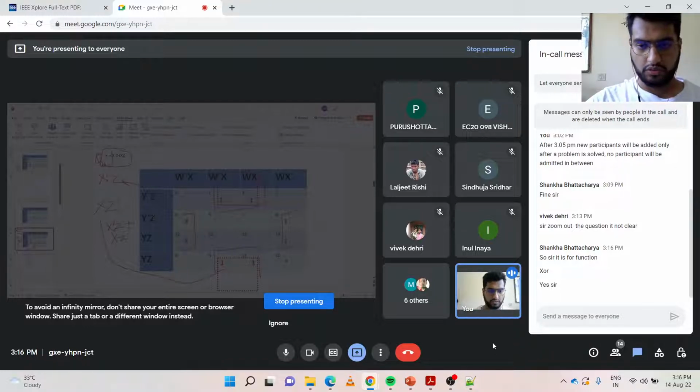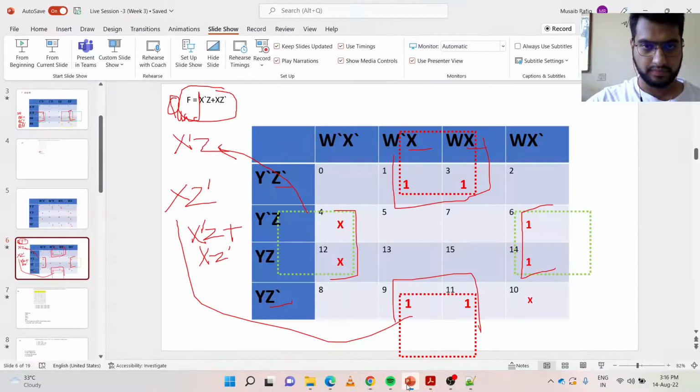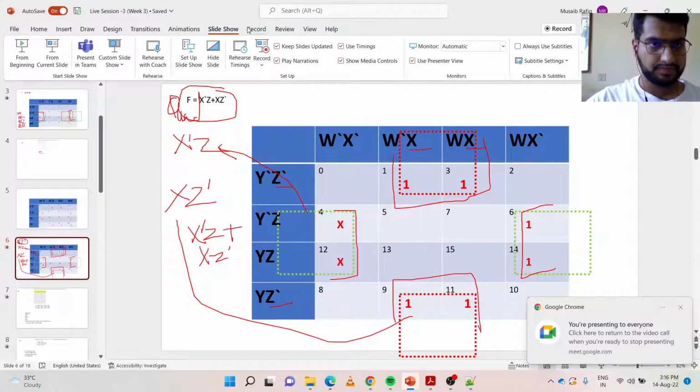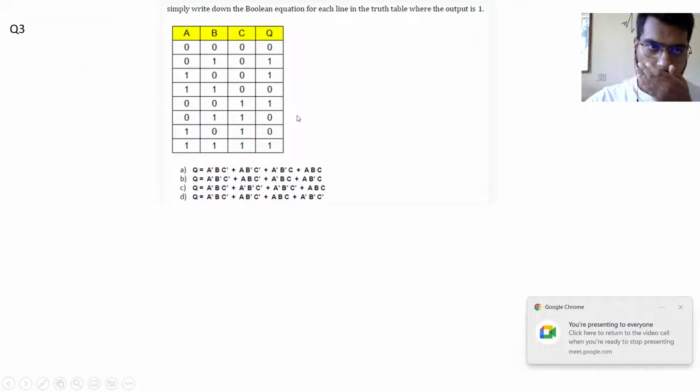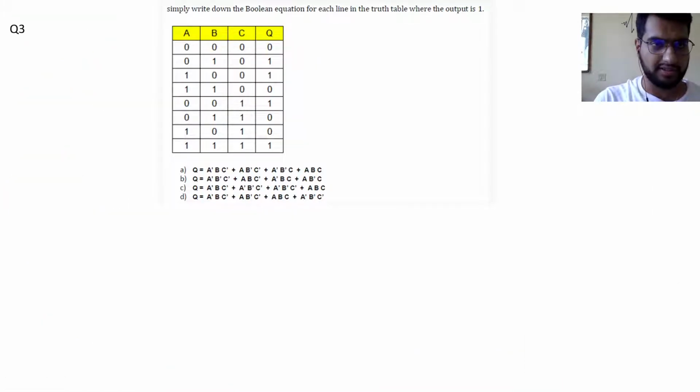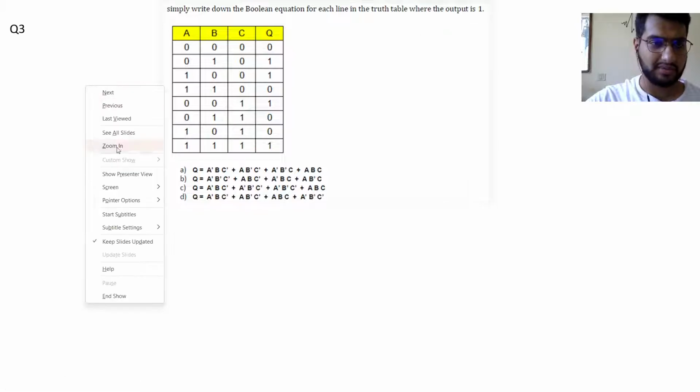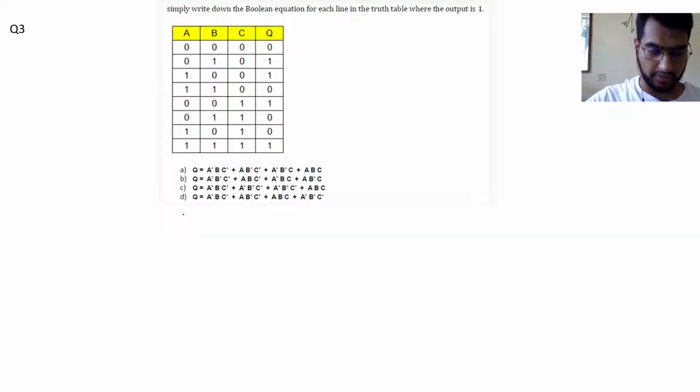So we can move to the next question. That is question number 3. Question 3 is a very simple question. It asks us to write the Boolean equation for each line in the truth table where the output is 1. This is a simple equation, so it's basically canonical SOP form.